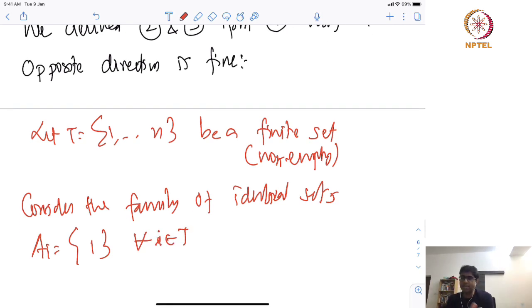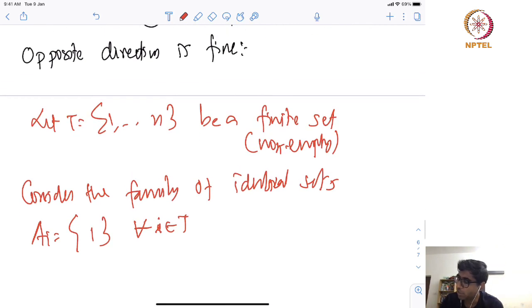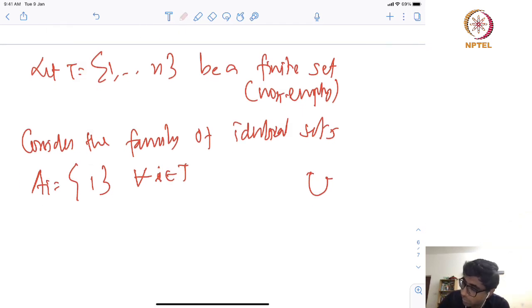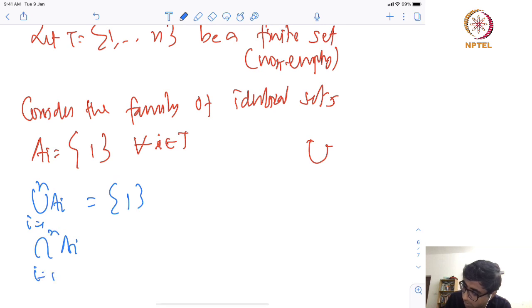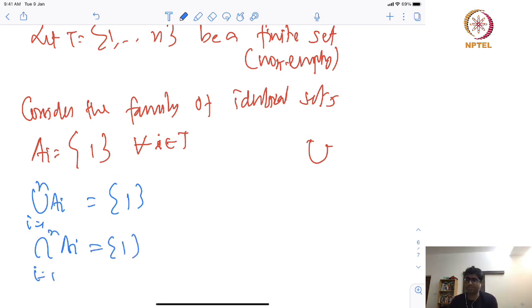I mean, basically I am fixing an index set. So, now I should have started with, basically what I am saying is that you fix some universe U, and you come up with the sets A1 to An, where each A_i just contains the element 1. Now, what do we know about these sets? The union over i equal to 1 to n is {1}, the intersection over i equal to 1 to n is {1}, and in fact for every subset of T the intersection and union is {1}.